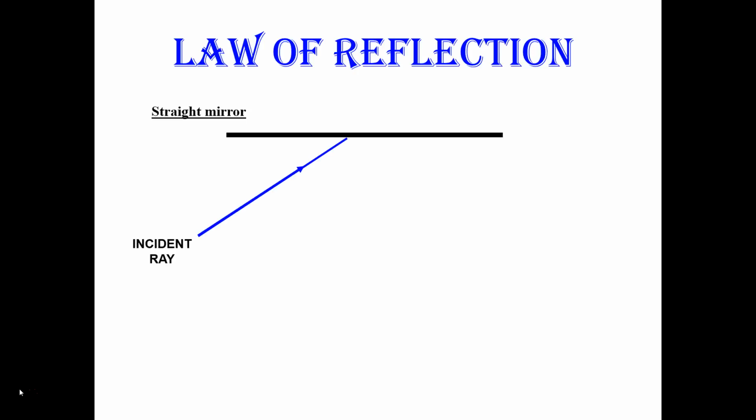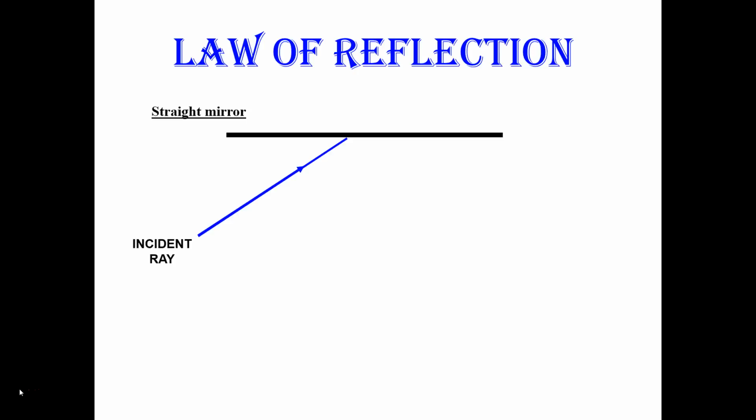All right, so let's start with the law of reflection. Let's consider first of all a straight mirror or a plane mirror. Plane as in P-L-A-N-E. So a flat plane. The light that strikes that mirror is called an incident ray. The incident ray is the ray of light that arrives at the mirror's surface, and you can see that from the direction of the arrowhead.